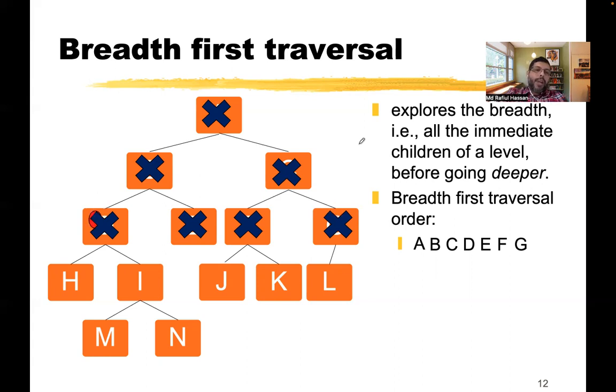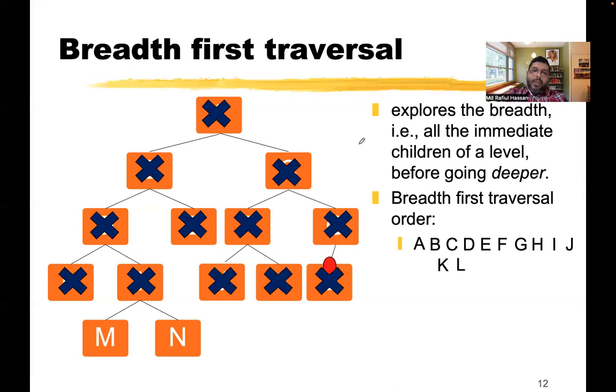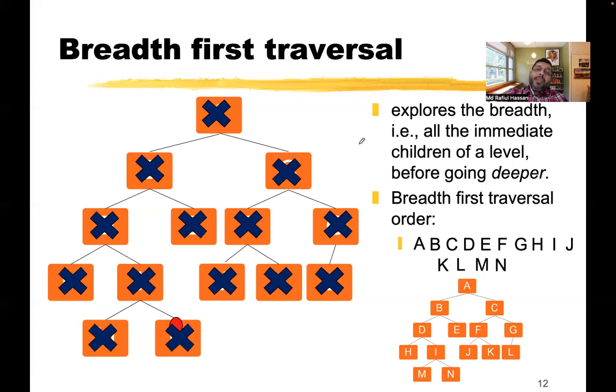So now we'll cover H, then I, J, K, L, then we'll go deeper to M and N. I believe you understood up to this point the difference between depth first traversal and breadth first traversal, and how these two algorithms work in the binary tree.